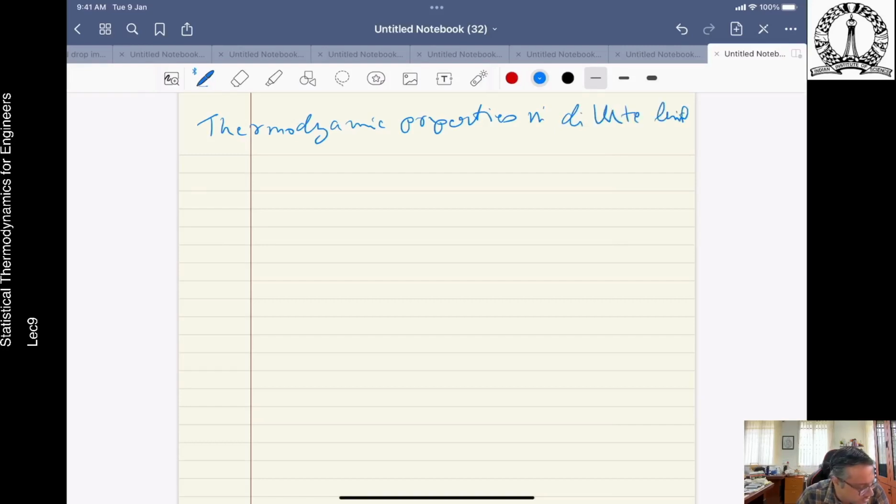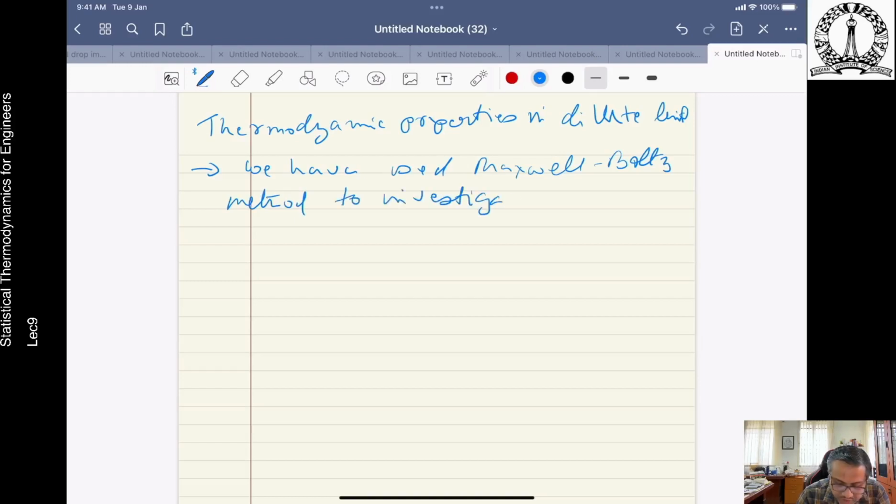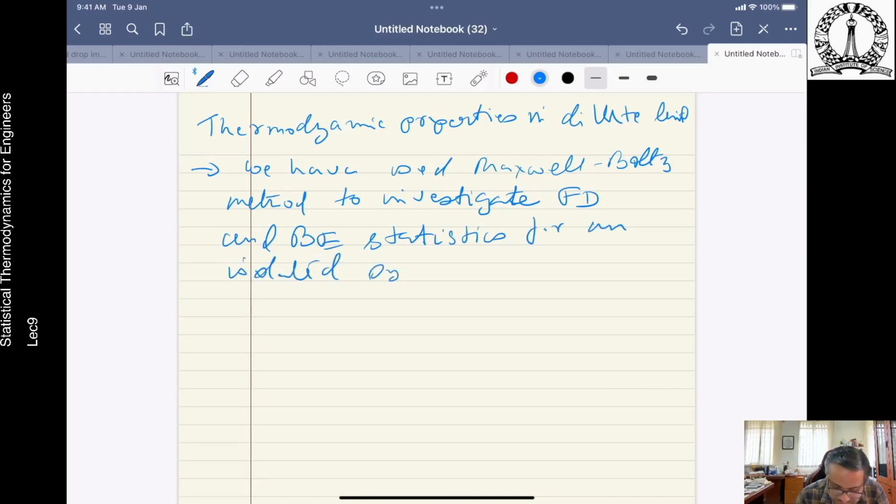limit. So far what we have done is that we have used the Maxwell-Boltzmann method to investigate FD, that is Fermi-Dirac, and BE, which is Bose-Einstein statistics, for an isolated system of independent particles.